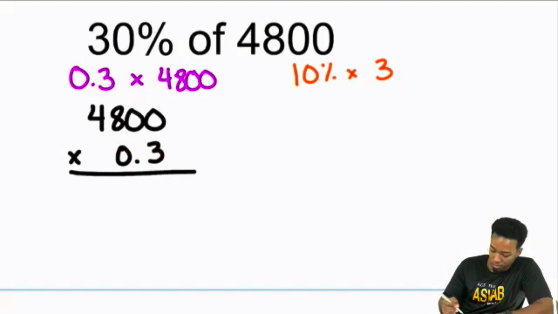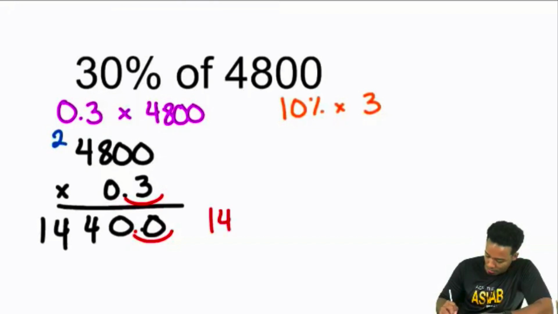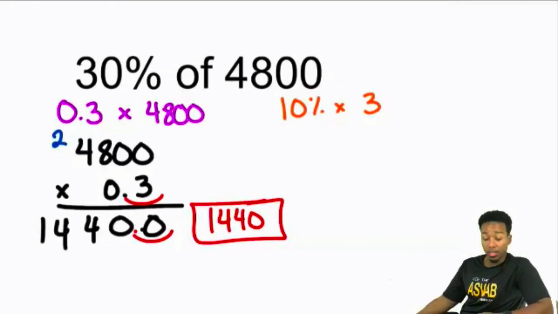0 times 3, 0. 0 times 3, 0. 8 times 3, 24. That means a different color there, 2. And then we have ourselves 4 times 3, which is 12. Bring the 2 on board, we get 14. And from here, we just had to move the decimal place one time. So we have 1,440. Boom. So we can look at it like that.